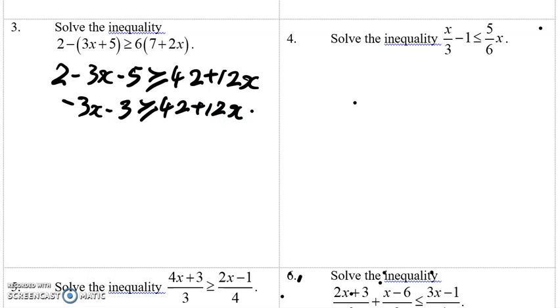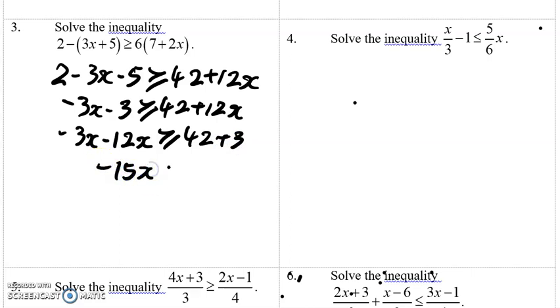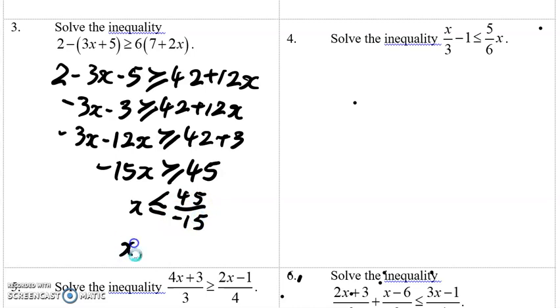From here, we have all the x on the left hand side first. So this gives us minus 3x minus 12x more than or equal to 42 plus 3. So as a result, we have minus 15x more than or equal to 45. So from here, x will actually give you less than or equal to 45 divided by minus 15. So x is actually less than or equal to minus 3.